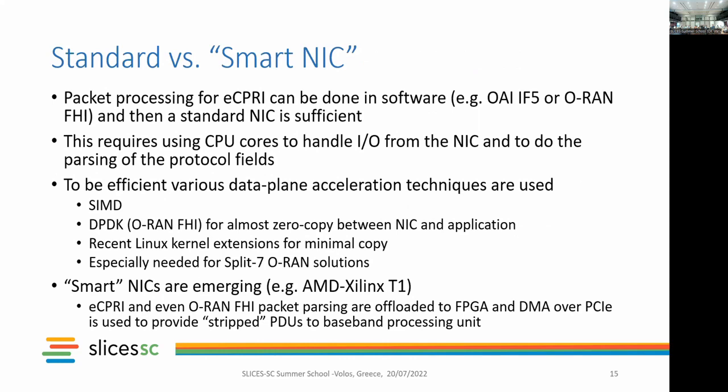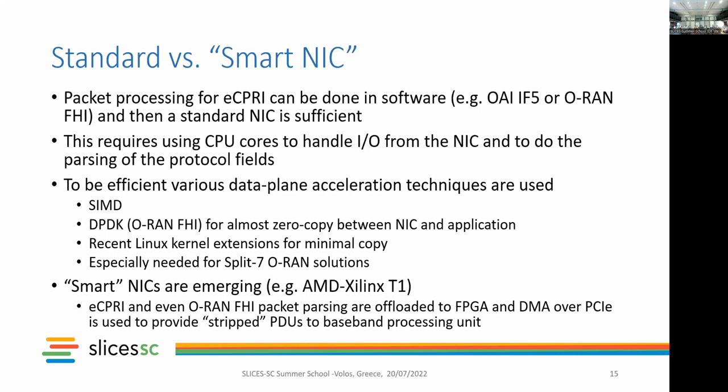So what's the difference between a standard and a smart NIC? The packet processing for EC3 can be done in software. For instance, in Open Interface, we do this. I'll show you an example. We do this in ORAN. The open fronthaul interface is that. It's all of the packet processing that is transported over EC3. And then in this case, if it's done in software, a standard network interface part is sufficient.